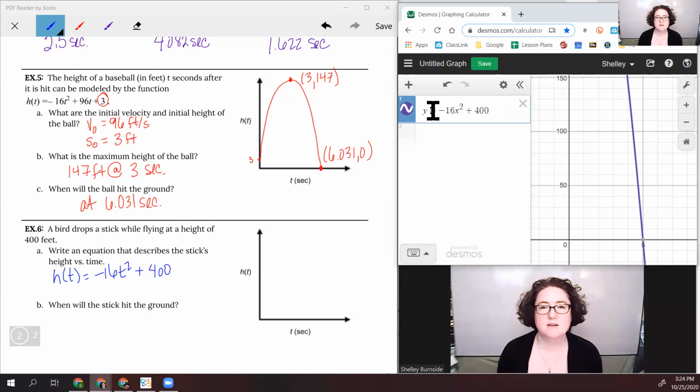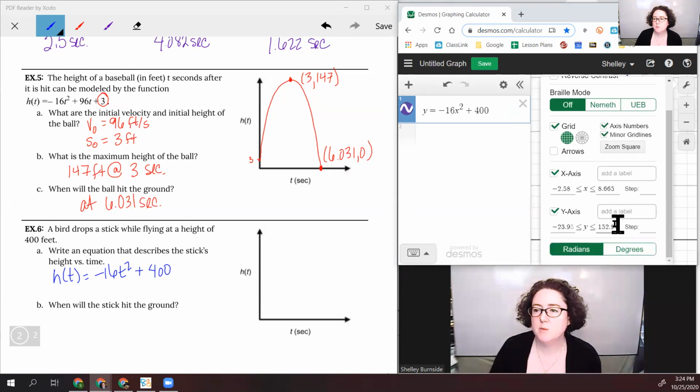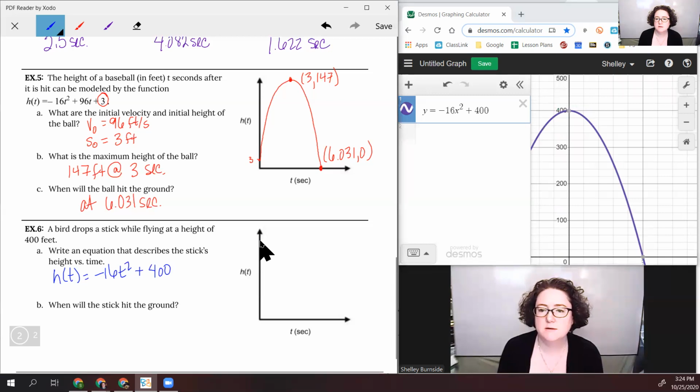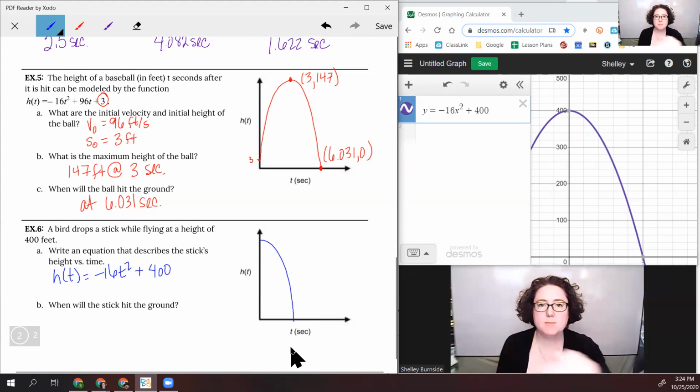If our initial height is 400, that means that's where we're starting at the top of our graph. So we need to bump up our y value very significantly. Let's actually put it up to 500. And there's our graph. So the bird drops the stick and it falls. And again, this graph is not looking at any type of directional velocity. So we are not taking any of that into account. If you do study physics, you might talk about that in something called vectors. But we're not looking at that this year. We're just keeping it simple with our quadratic modeling.